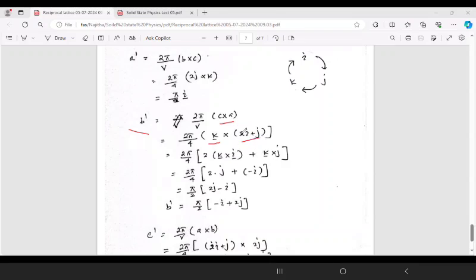So you can expand this formula. 2 is common: K cross I plus K cross J. So K cross I is in the same direction, K cross I is equal to J. Then K cross J is the opposite direction, so you have to put minus I. So 2J minus I. So B dash is equal to pi by 2, minus I plus 2J.